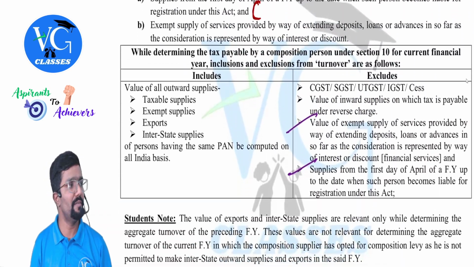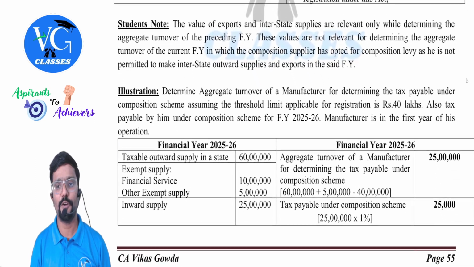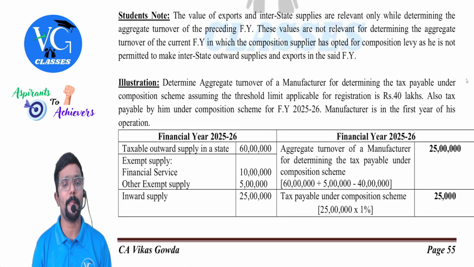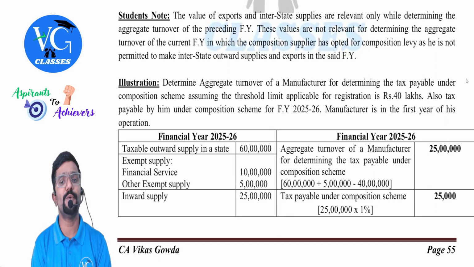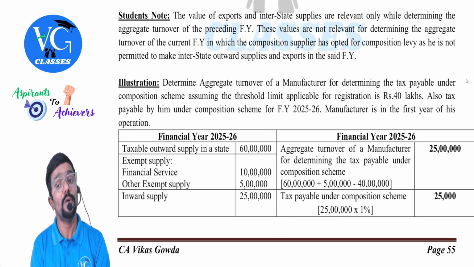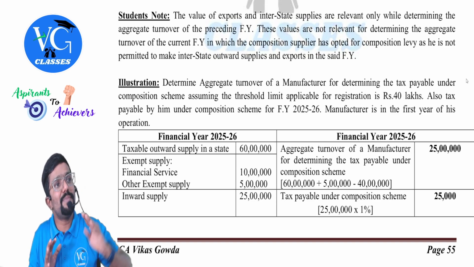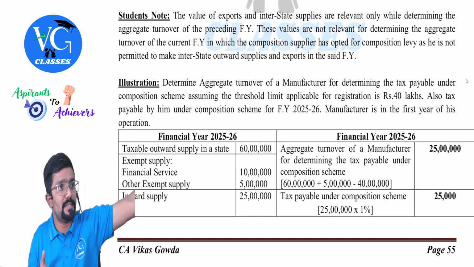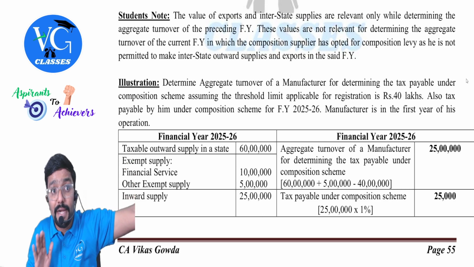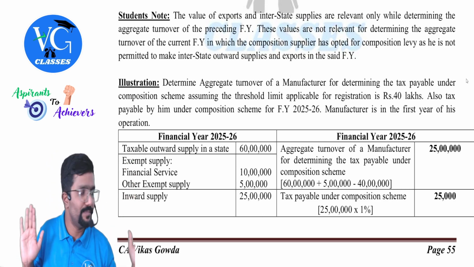But 2 points are irrelevant there. What is it? That is only for better understanding I have given students a note. The value of export and interstate supply are relevant only while determining the aggregate turnover of the preceding financial year. That is to check eligibility. Can I supply outside the state in the last year? Yes. But once I come under section 10, I cannot supply.